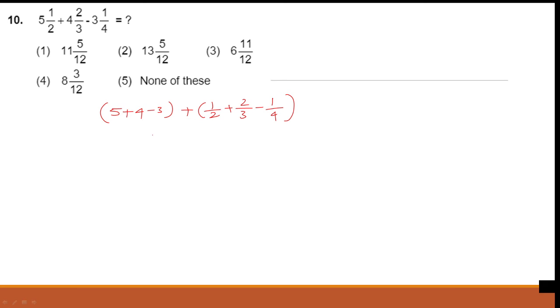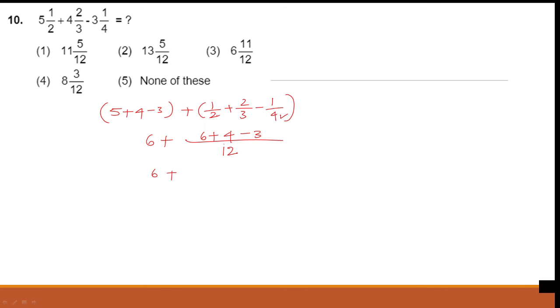9. 9 minus 3 is 6 plus, so how much? And apply the LCM. What is the LCM for 2, 3, 4? Pick the biggest one and read the multiples. 4 ones, okay, that is not divisible by both 2 and 3. 4 2s are 8, not divisible by both 2 and 3. 4 3s are 12. Yes, it is divisible by both 2 and 3. So that's why 12 is the LCM. This is 6 times, this is 4 times, and this is 3 times.